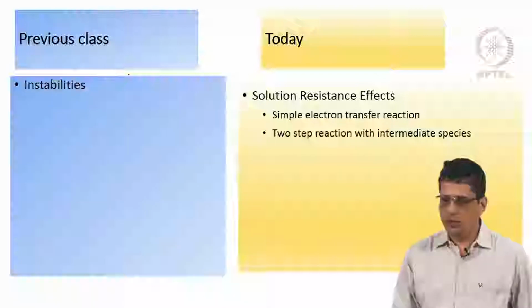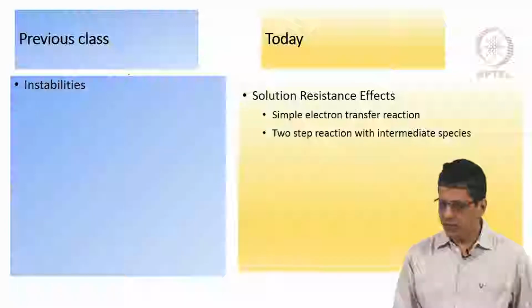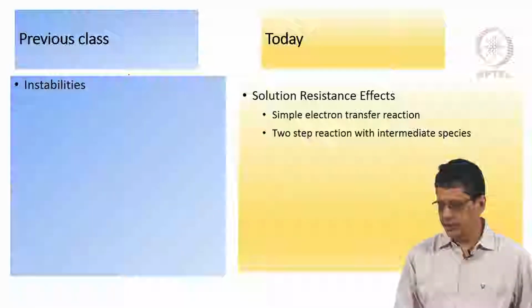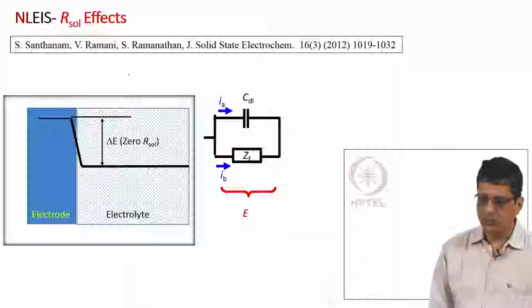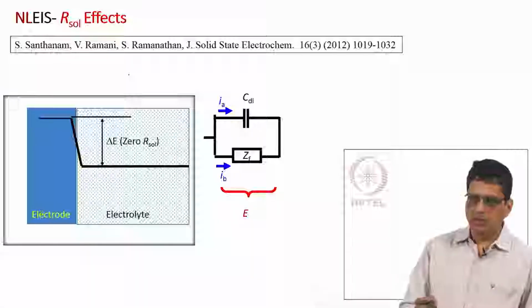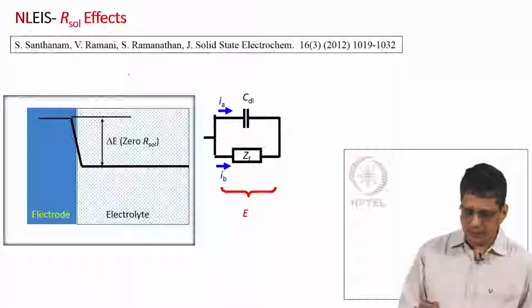So, I want to show two examples. One is for a simple electron transfer reaction and the second is for a two-step reaction with intermediate adsorbed species. And we will also go through an example code for this. Some of this work we published in 2012.